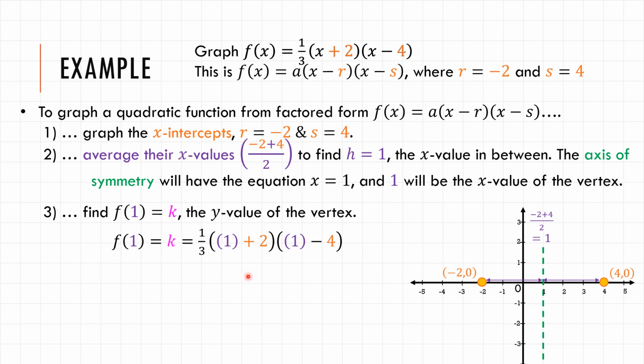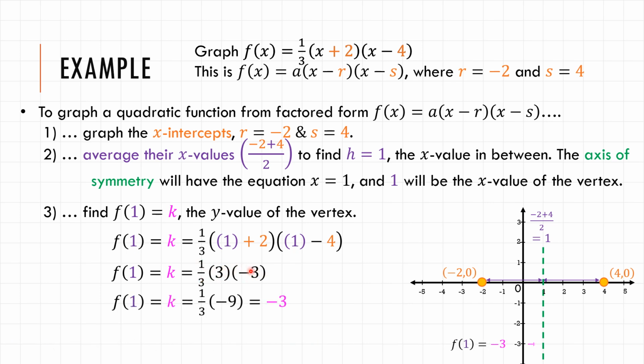And now I can start evaluating this. 1 plus 2 is 3. 1 minus 4 is -3. 1/3 times 3, or let's just do these two first. 3 times -3 is -9, and that times 1/3 is -3. So that's our k value. F at 1 is -3. So that will be the y value of our vertex.